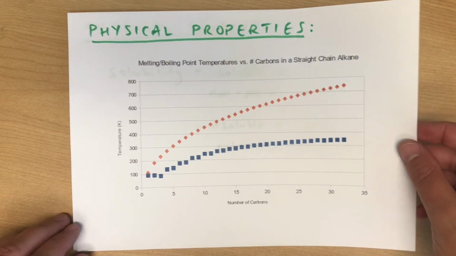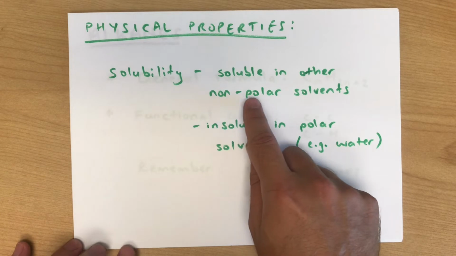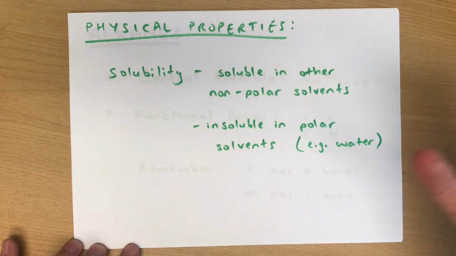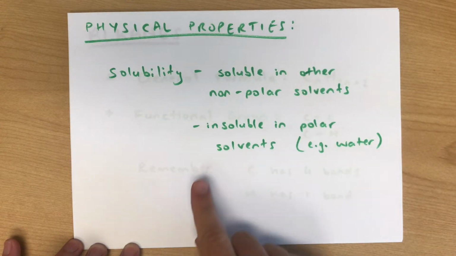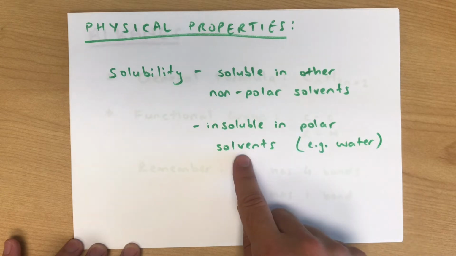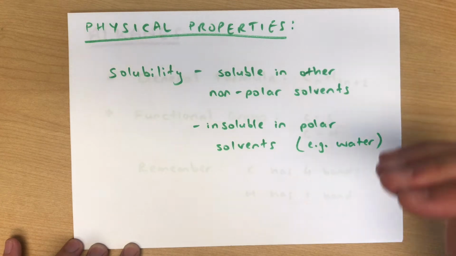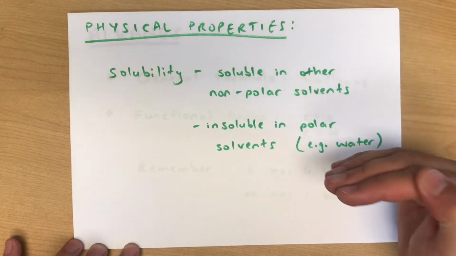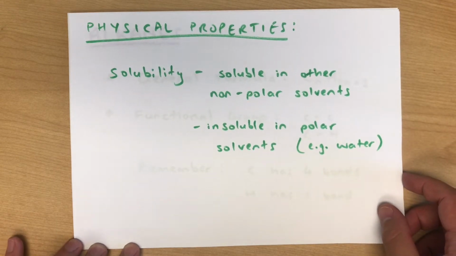We also need to look at solubility. So how do our hydrocarbons dissolve? Well, they can dissolve in other non-polar solvents really well. So for example, petrol and oil would be miscible or soluble in each other. However, they are insoluble in polar solvents. So if we had oil and water, they would form 2 distinct layers. The water is polar, the oil is non-polar. They are not going to dissolve in each other. I'll show you an example of that later in the video.